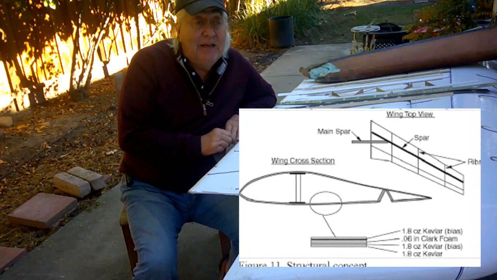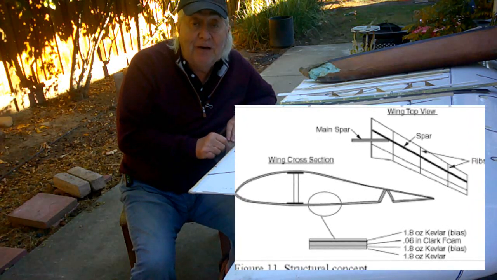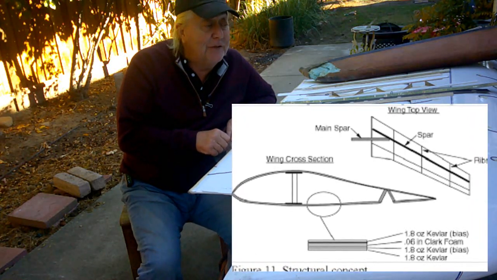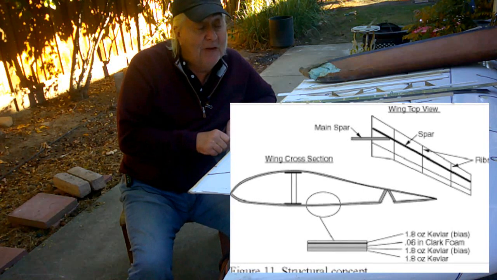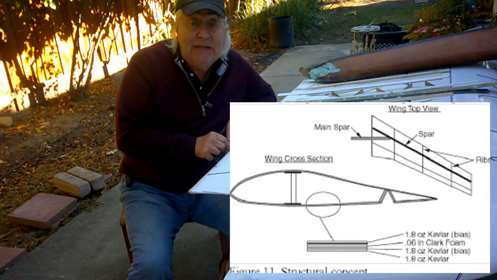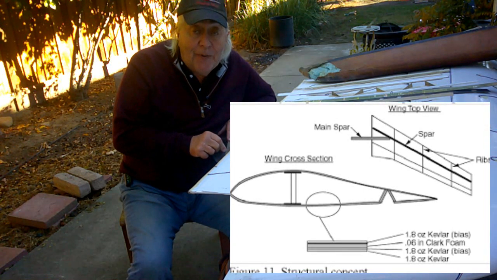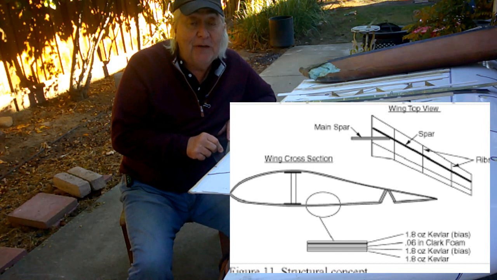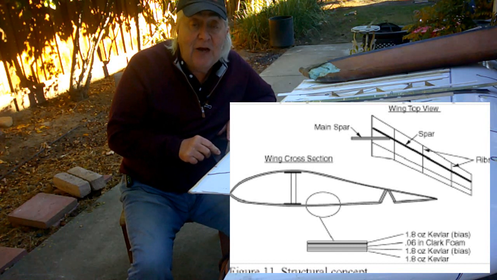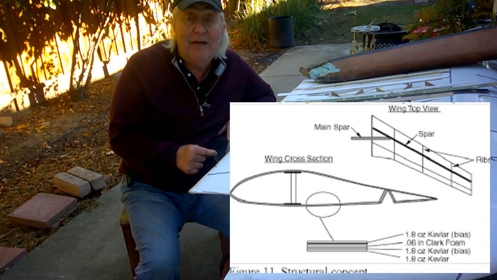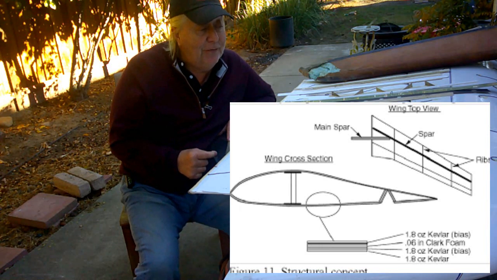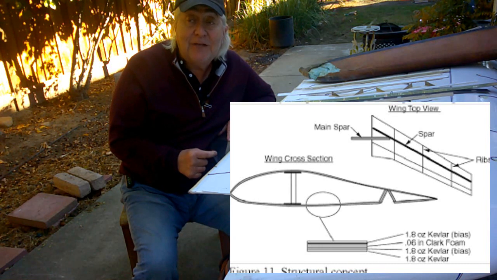You'll notice that the maximum thickness point is further aft. It's about at the 40% of chord instead of 25 or 30%. And it dips down rapidly behind the maximum thickness point and then goes out to a fairly thin area in the aft portion of the airfoil. And that's where the difference lies.